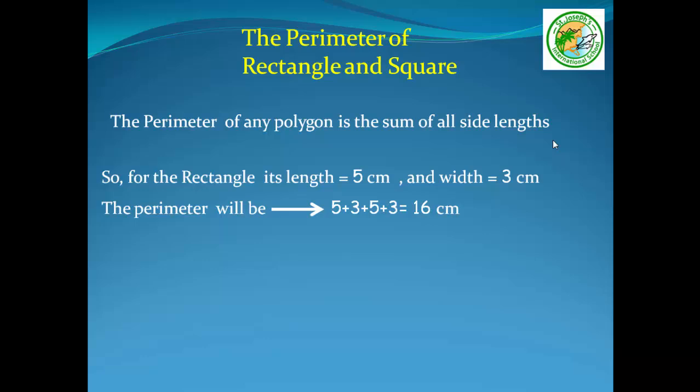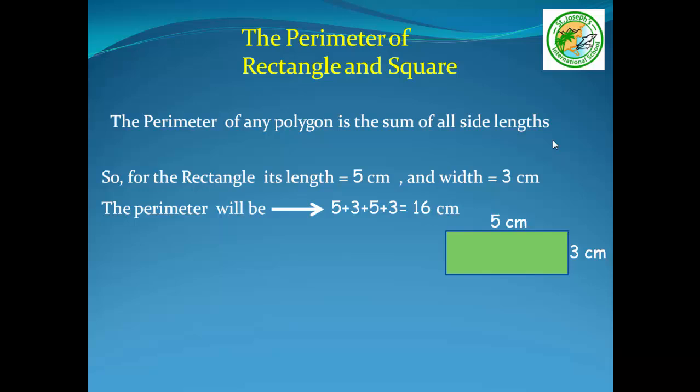For the rectangle, its length is 5 cm and width is 3 cm. Look at the figure. We have a rectangle, its length equals 5 cm and its width equals 3 cm. The perimeter will be 5 plus 3 plus 5 plus 3 equals 16 cm. What do you need to note here? Here we add 5 plus 3 plus 5 plus 3.